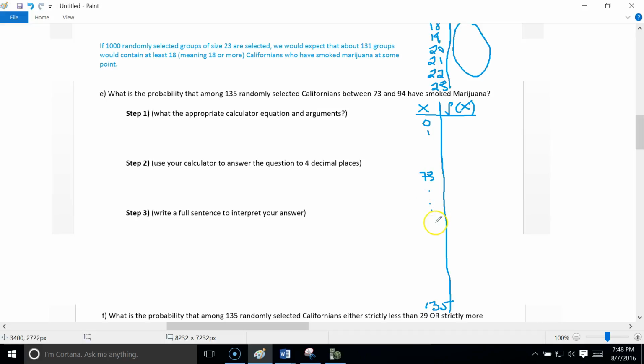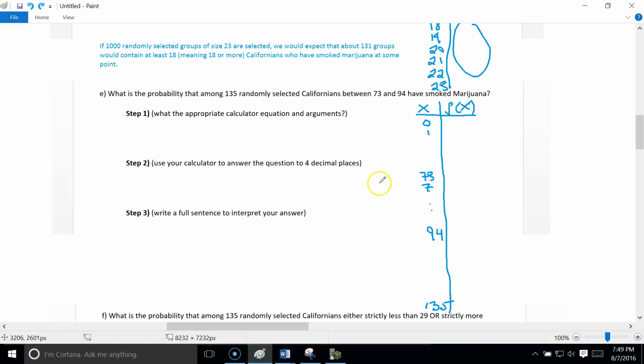And down here, there's a 94 somewhere over there. And we want the values that are between these. Now, it didn't really make it clear whether or not to include the 73 and the 94. It just says between them. Well, by default, if they don't say to include them, we shouldn't include them. So we really want the values starting at 74.